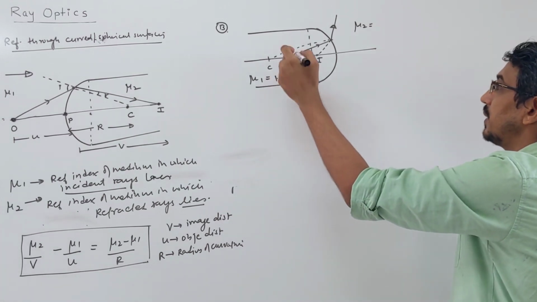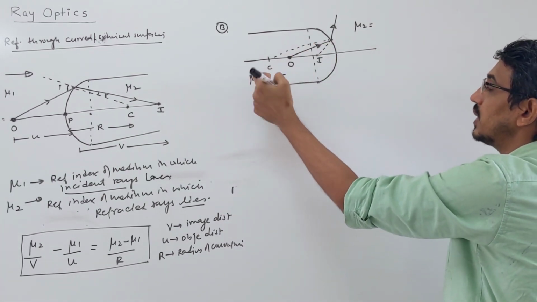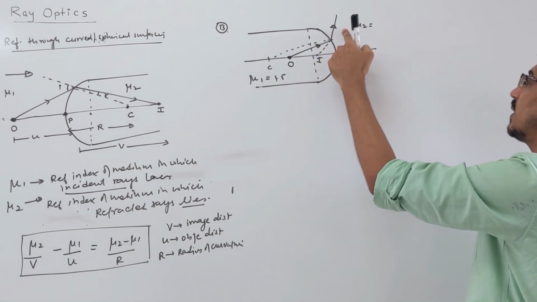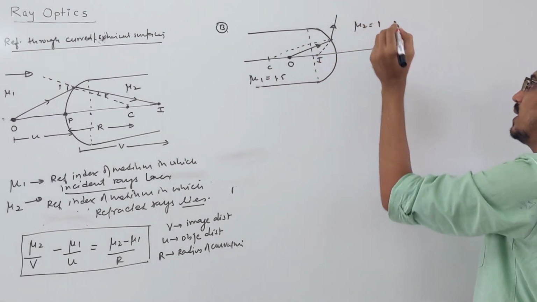So the object is here, incident rays are in this medium, so that will be called mu1, that is 1.5, and this is the refracted ray medium, which we will call mu2, that's given as 1.